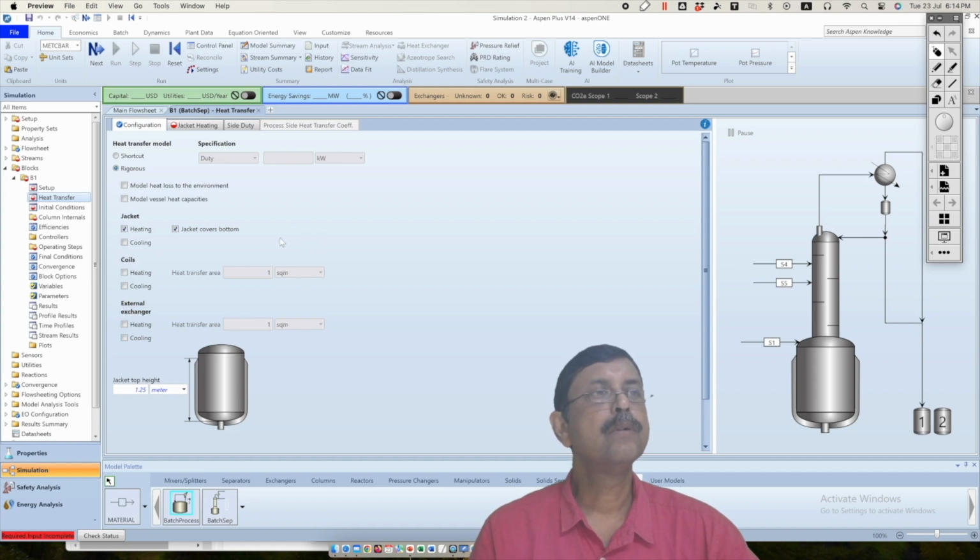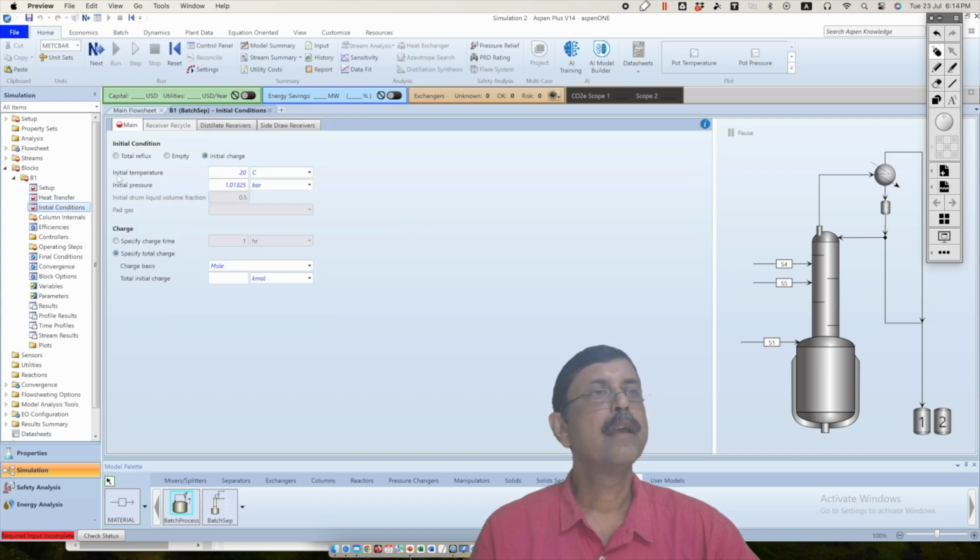So that's how the heat transfer is calculated. Then the initial condition. Initial condition means, as I already specified, that for pot type of calculation, you have only empty and initial charge, these two things. But for a batch distillation column option, you have total reflux as well.